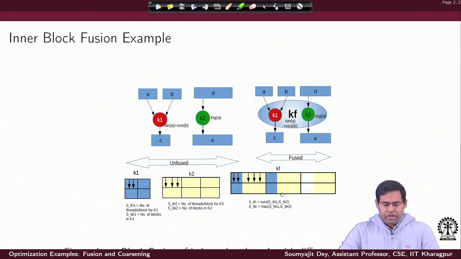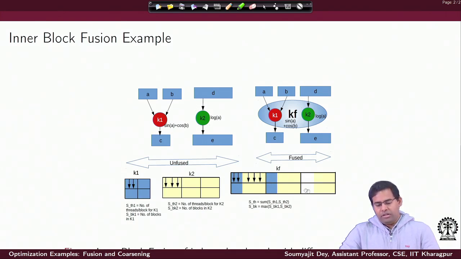Now, let us just take another example. Here we have a bit of imbalance in terms of the number of blocks. Kernel 1 has got 4 blocks, kernel 2 has got 6 blocks. Kernel 1 has 2 threads per block and kernel 2 has got 3 threads per block. That would mean in the fused kernel we are going to have 5 threads per block and the number of blocks would be the max, which is 6 here, right. Again we are showing which thread is going to do the job of which kernel, using the highlighting scheme we discussed earlier.